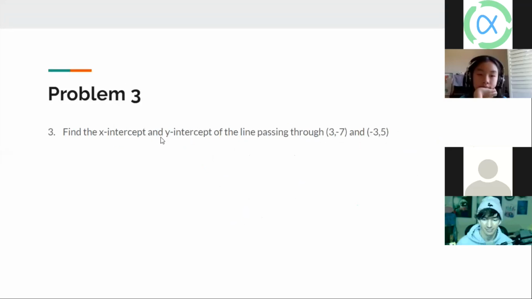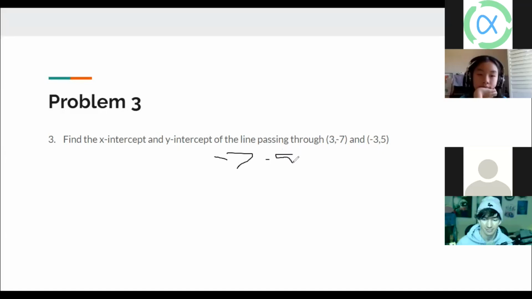Okay. This one says find the x-intercept and y-intercept of the line passing through (3, -7) and (-3, 5). So first what I would do is find the equation of the line. To do that, you first find the slope, and the slope will be -7 minus 5 over 3 minus -3, which is -12 over 6. So our slope's going to be -2.